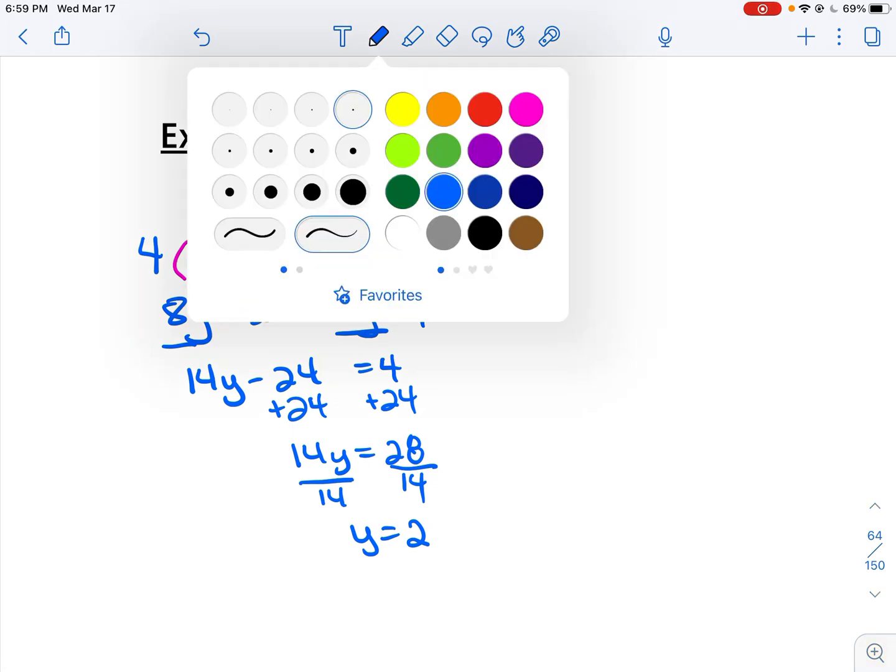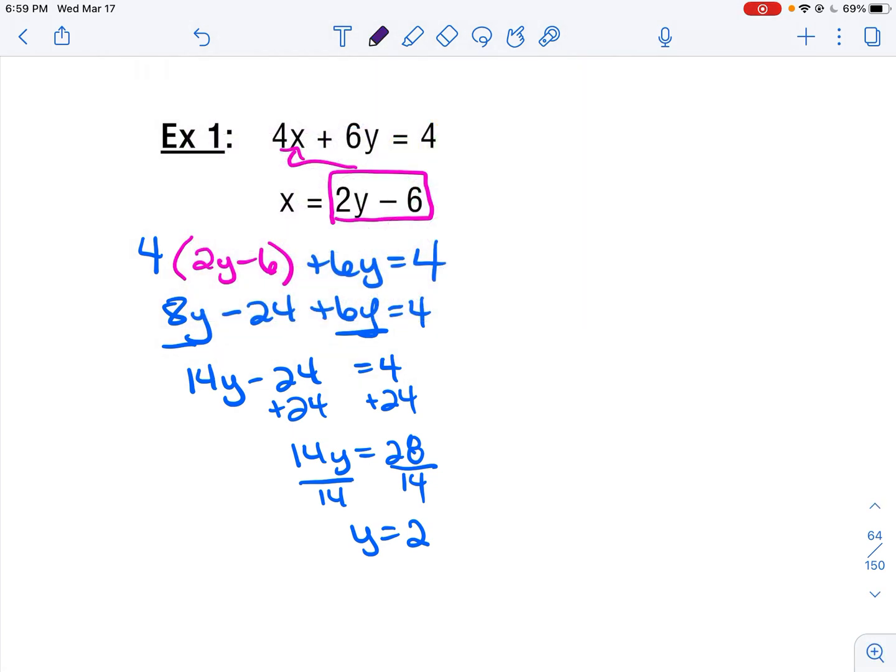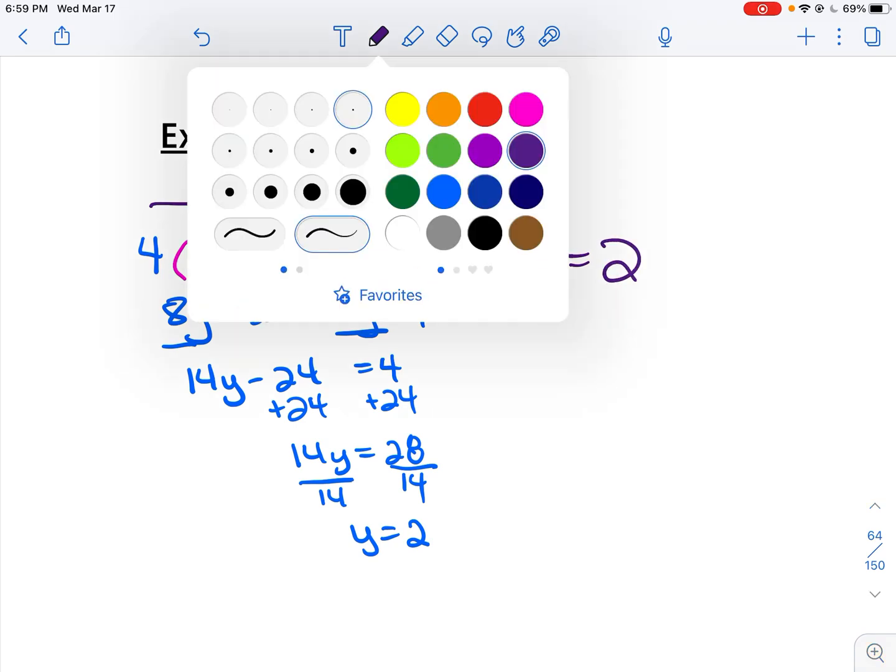Now we need to find the x value. So I'm going to plug it into either one of the original equations. You always want to plug it into the original equation. Now, I'm going to pick this one right here, but it really doesn't matter which one we pick. The reason I'm going to pick this one is because it already says x equals.